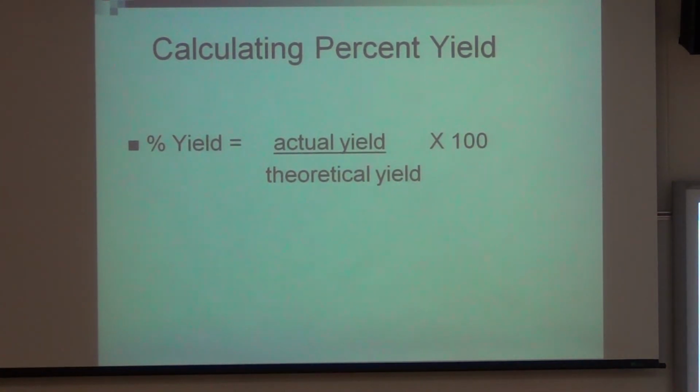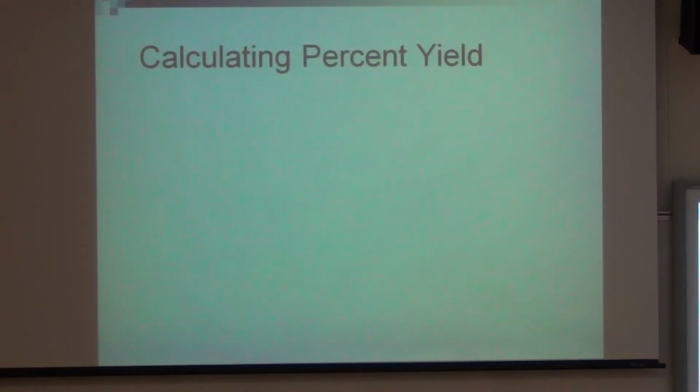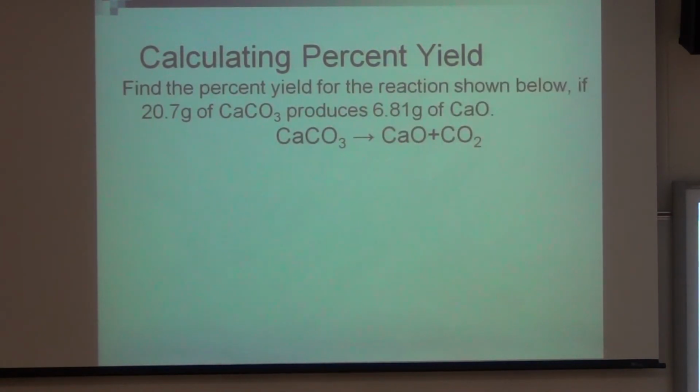Alrighty. So we got one last problem to do. Here's our equation for percent yield. So we want to find the percent yield in this chemical reaction. We have calcium carbonate that's going to decompose into calcium oxide and carbon dioxide. Want to find what the percent yield is if we produce 6.81 grams from 20.7 grams of our reactant.